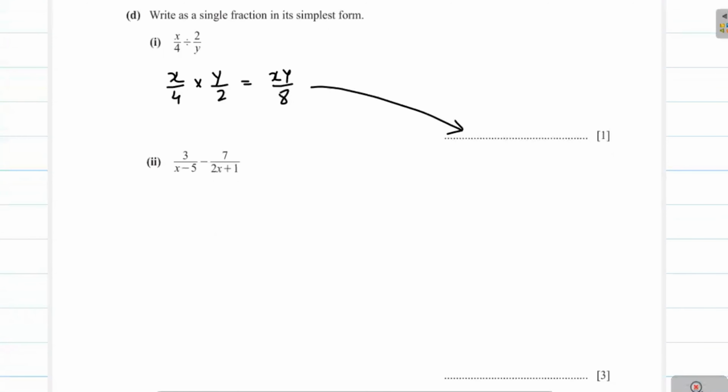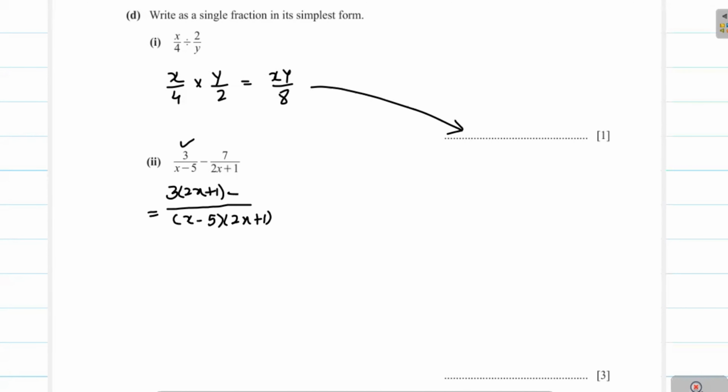The next part, second, 3 over x minus 5 minus 7 over 2x plus 1. The LCM of the denominators x minus 5 and 2x plus 1 will be x minus 5 into 2x plus 1. You see here the denominator of the first fraction becomes x minus 5 into 2x plus 1. Therefore, we multiply the numerator with 2x plus 1, 3 into 2x plus 1.